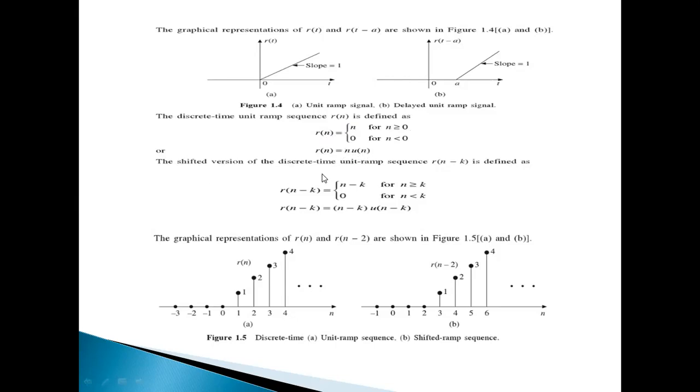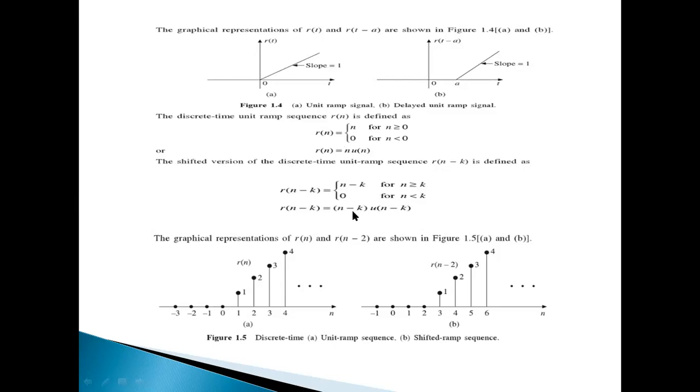And the shifted version of the discrete time unit ramp sequence is R of n minus k. K is the sample I am taking here for the discrete. A is the sample I am taking for the continuous. Same as the equation, the functional representation, R of n minus k is equal to n minus k for n greater than or equal to k. R of n minus k is equal to n minus k into mu of n minus k.